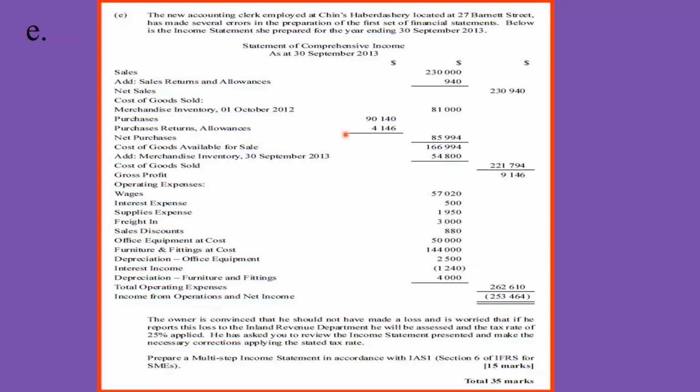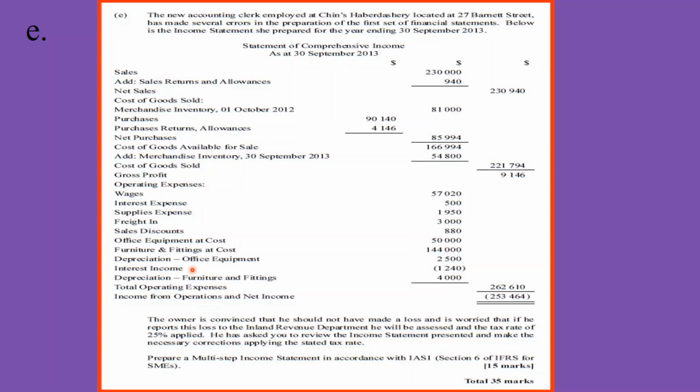That is what you used to call carriage inwards in CSEC. Sales discounts, again, we said that's part of the allowances up here. That should be up there. The office equipment at cost, that goes to your balance sheet. Furniture and fittings at cost, that goes to your balance sheet as well. The depreciation of office equipment, that can remain.